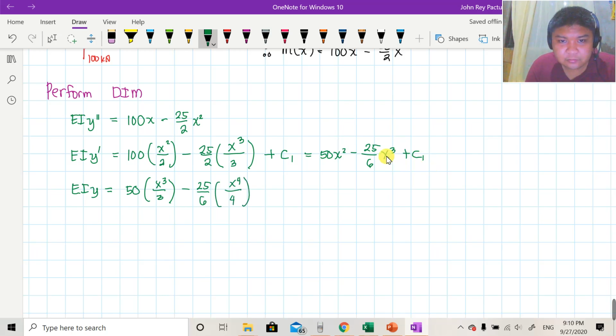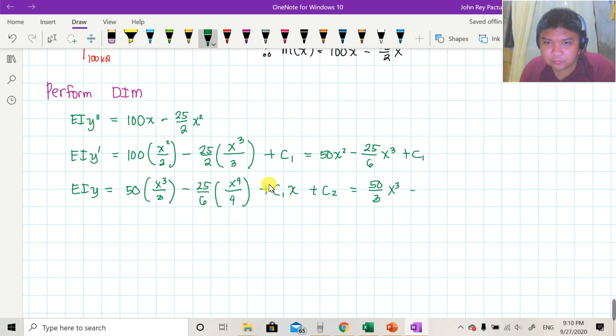Then, next tayo, yung C1, since constant siya, pag in-integrate mo yan, dapat magkaroon na yan ng variable. Kaya magiging C1x. I hope hindi kayo nalilito. Yung C1, since dati siyang constant sa unang integration, magkakaroon na siya ng variable ngayon. And of course, plus C2. So, wag natin kalimutan, may C2 na tayong i-consider, kasi nga, that is the second integration. So, pag sinimplify natin to, this will be 50 over 3 x cubed minus 25 over 24 x to the fourth plus C1x plus C2.